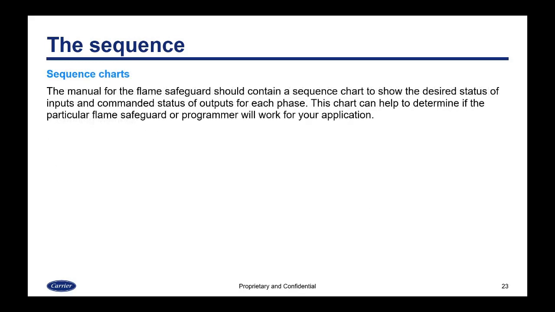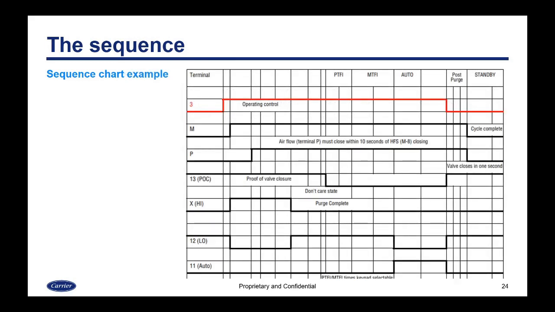The manual for the flame safeguard should contain a sequence chart to show the desired status of inputs and commanded status of outputs for each phase. This chart can help determine if the particular flame safeguard or programmer will work for your application. So this comes out of a manual, and this is a sequence chart example.